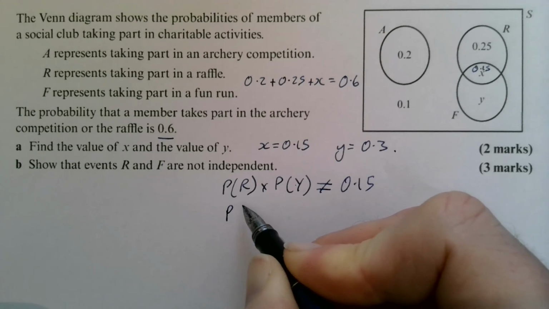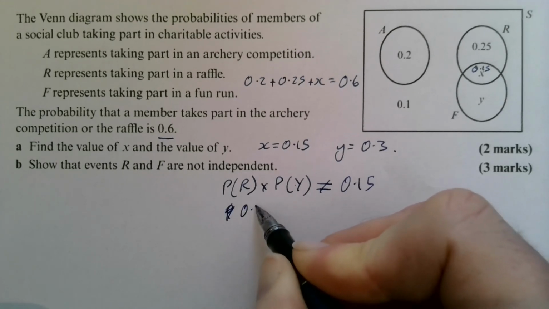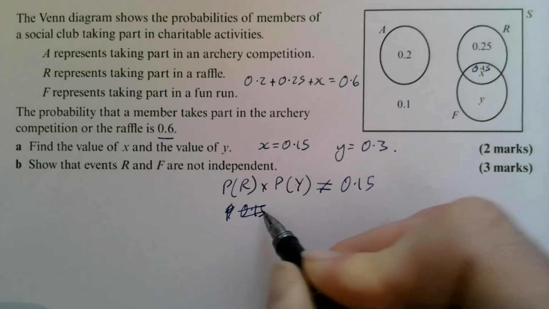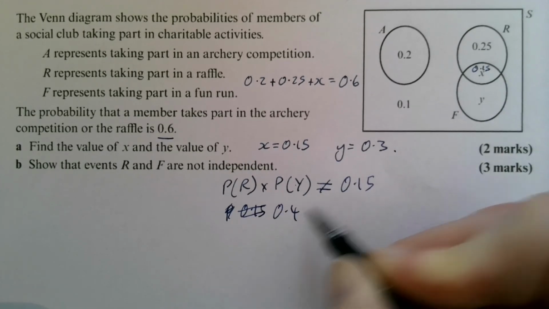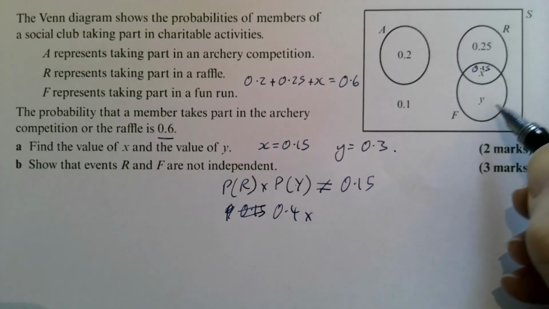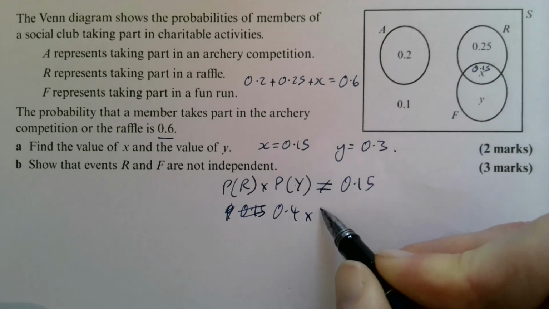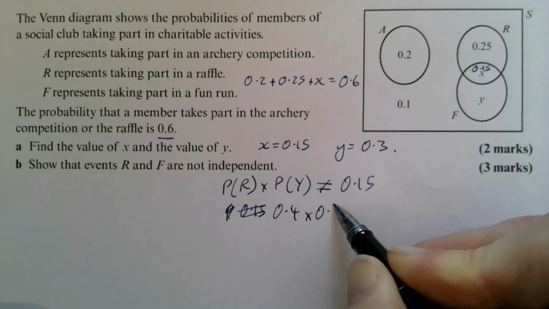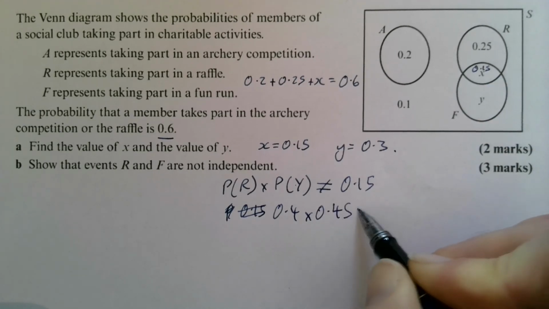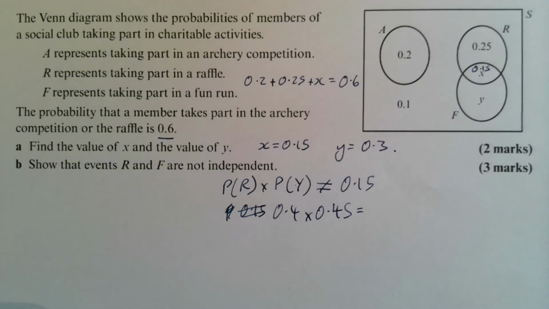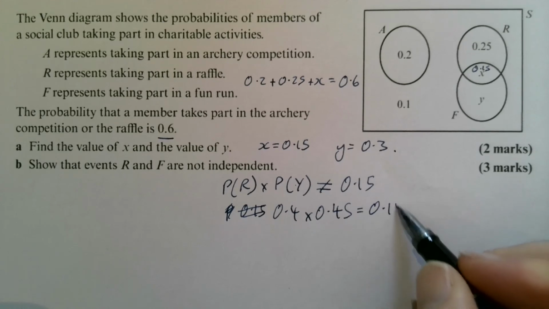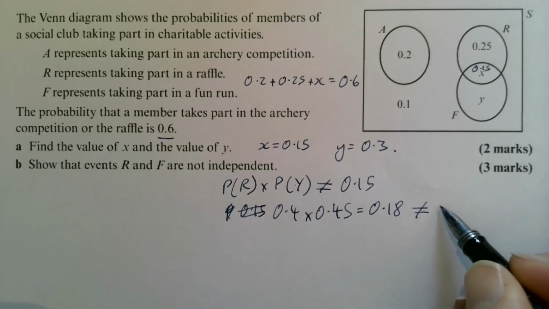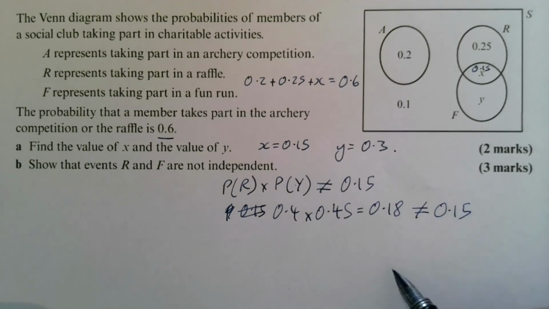Probability of R is 0.15. No, it's not. Probability of R is 0.4, isn't it? Probability of Y is 0.3 plus 0.15 is 0.45. Multiply those together. Should have given you 0.18, and that is not 0.15. And therefore we've shown that they're not independent.